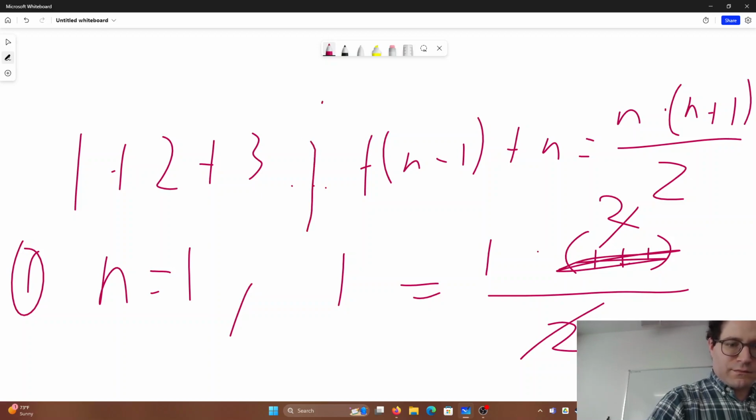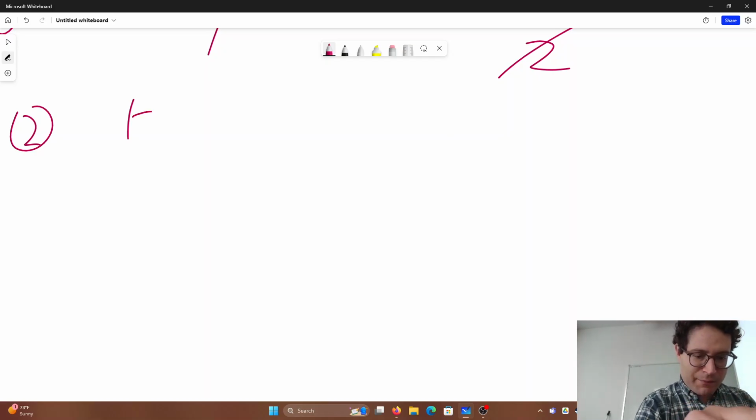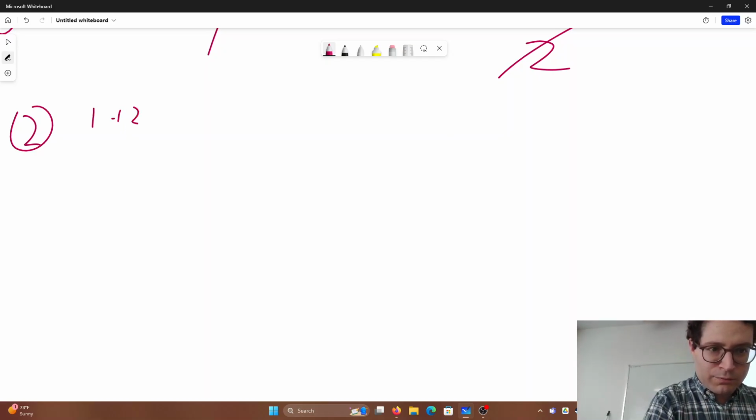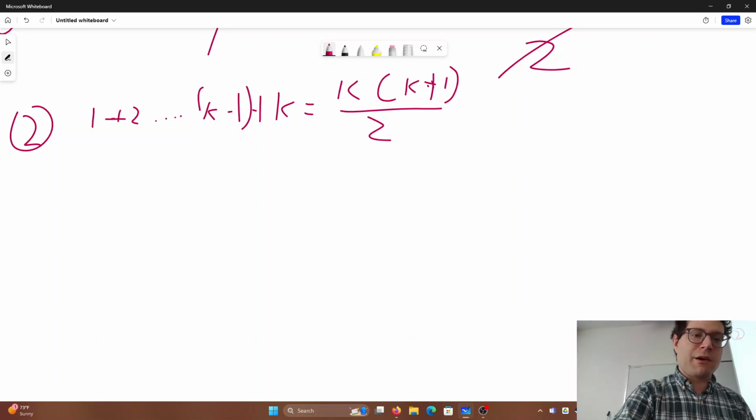Step 2 says we want to prove that we assert that it's true for some k. So we say that 1 plus 2 plus ... plus k minus 1 plus k is equal to k times k plus 1 over 2. We assume that this is true. I'm writing it really small because I'm going to reference it later. It's not a big part of it. We assume that's true.